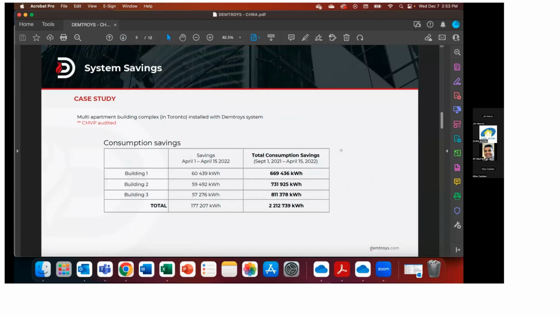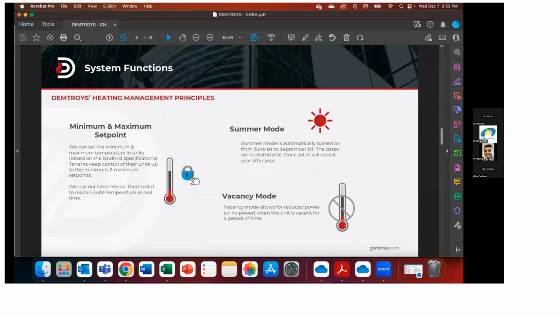Now, our system maintains the building temperature, maintains the unit temperature, and falls within all regulations, but it just prevents the overuse. So instead of giving 100% capacity and allowing tenants to turn their units up to 30 degrees or 32 degrees Celsius, we contain those temperature limits. Talk a little bit about that.